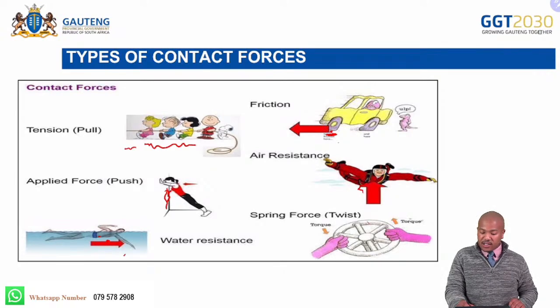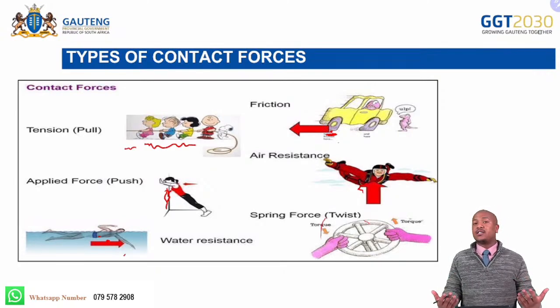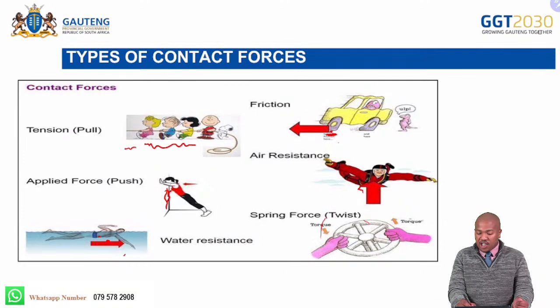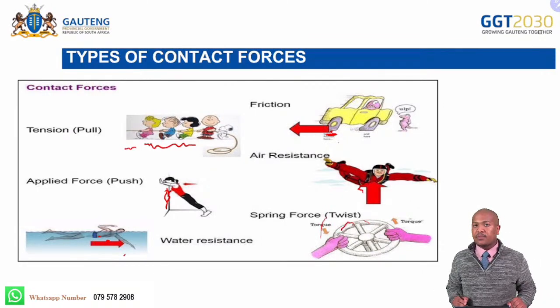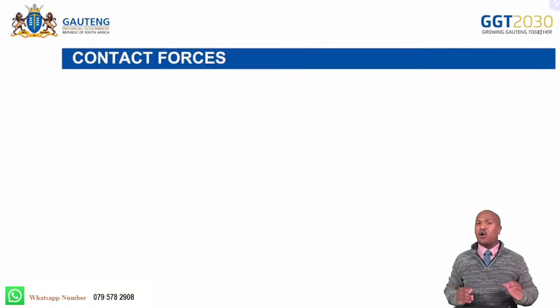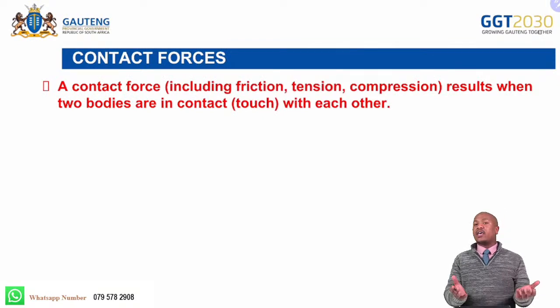Also here we have the spring force, twist. You need to touch this metal so that you're able to twist it. It is a contact force. They need to touch each other. So we can define what?